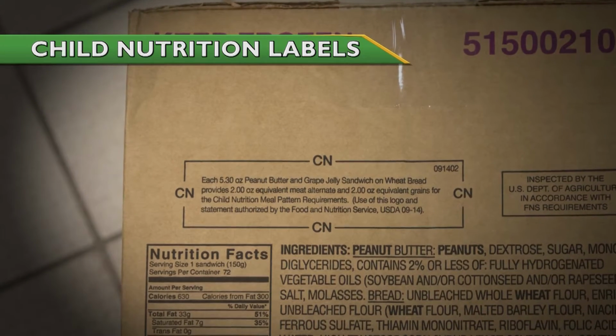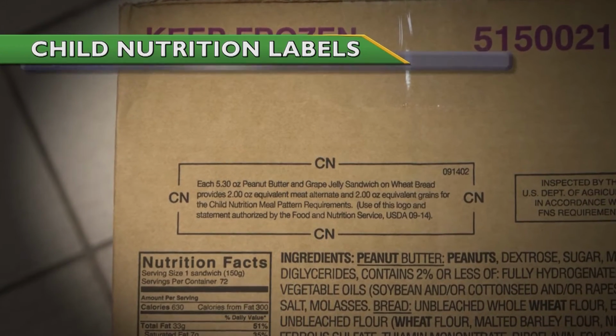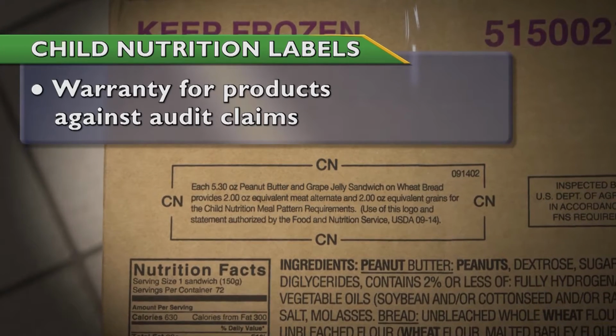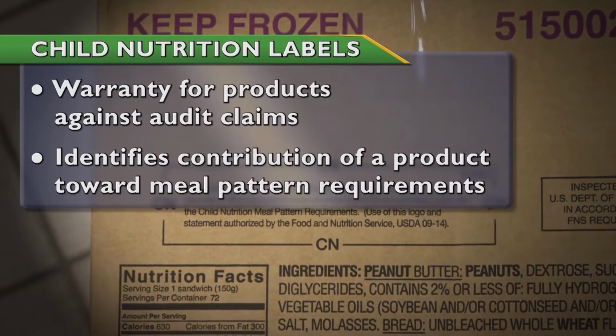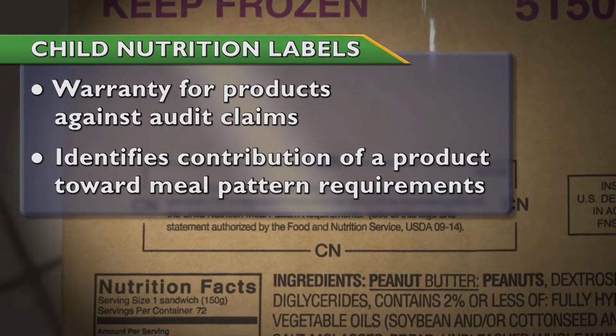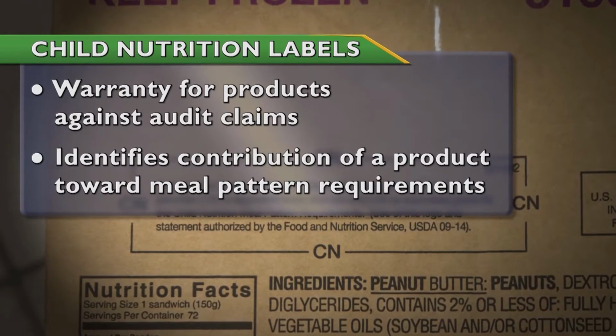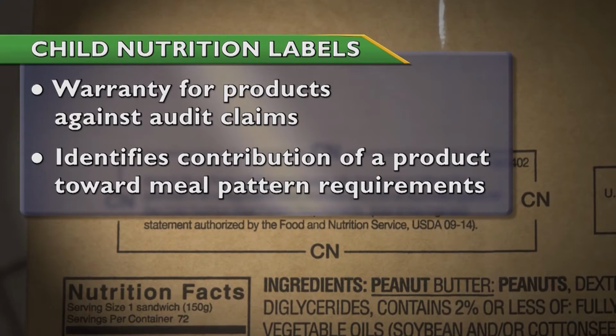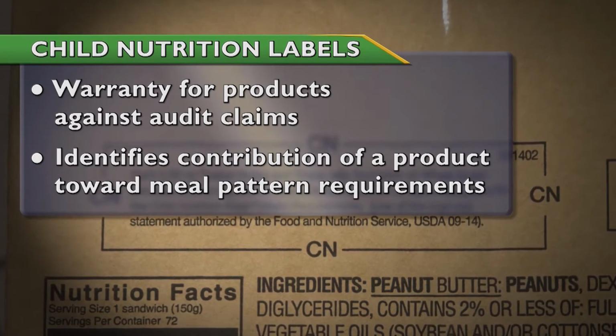The CN label is something the manufacturer provides to the schools to show what it would credit toward those components. If used correctly, it provides warranty for products against audit claims. It identifies the contribution of a product toward the meal pattern requirements, such as main dish products that contribute a minimum of 1/2 ounce equivalent meat alternate component.